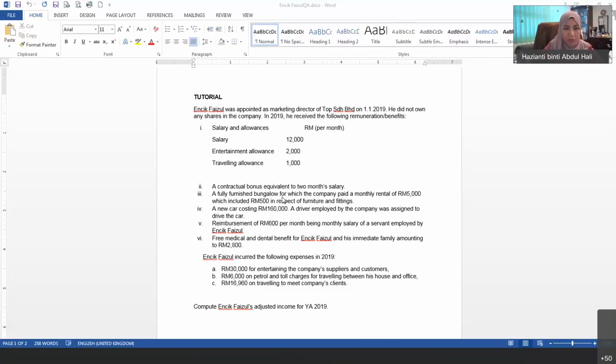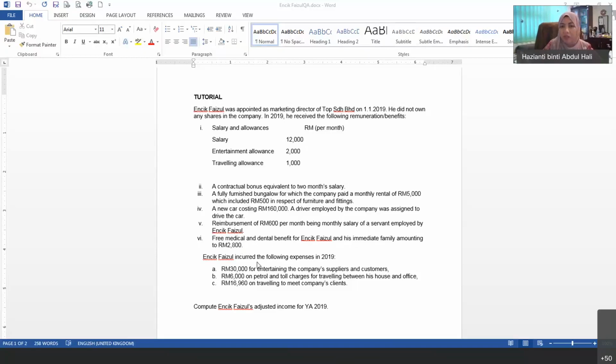A fully furnished bungalow for which the company paid a monthly rental of 5,000, which included 500 in respect of furniture and fittings. A new car costing 160,000. A driver employed by the company was assigned to drive the car. Reimbursement of 600 per month being the monthly salary of a servant employed by Encik Faizul. Free medical and dental benefit for Encik Faizul and his immediate family amounting to 2,800.